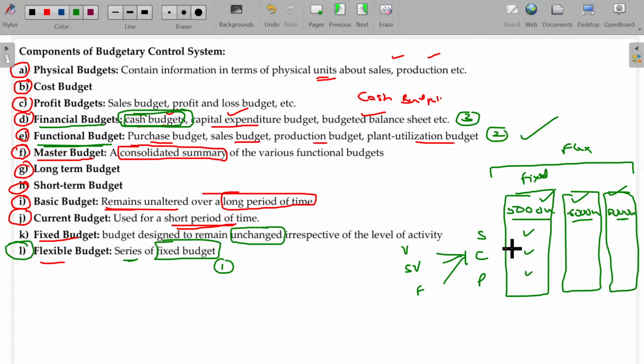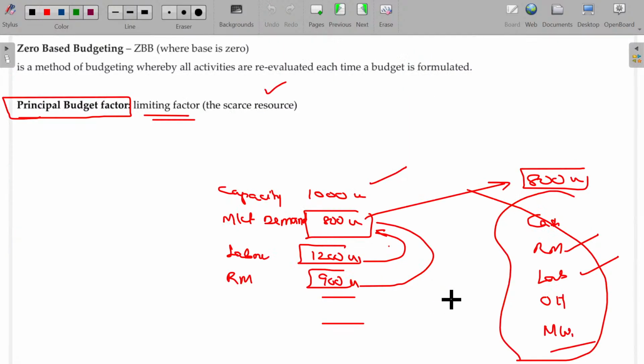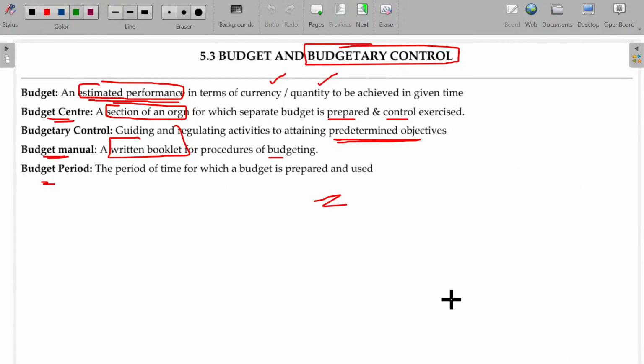Fixed cost remains constant at all the three levels, and variable cost varies proportionately. Semi-variable cost varies but not proportionately, so you have to segregate it into variable as well as fixed. The variable part will be treated as this one and the fixed part will be treated as this one. Is that clear? Hope now you'll be able to understand.